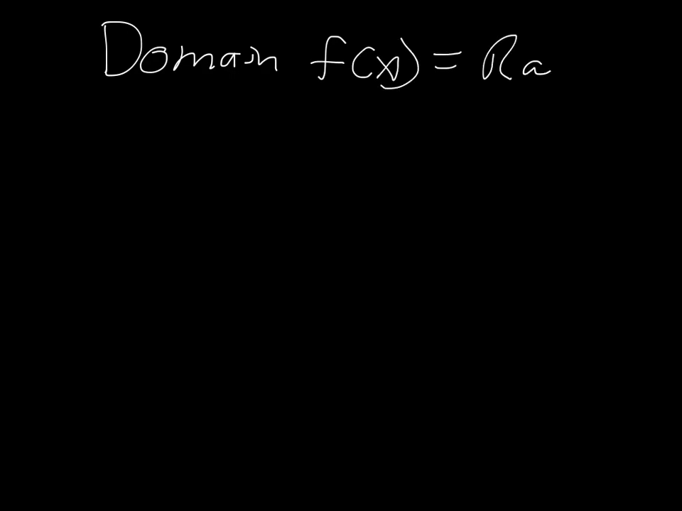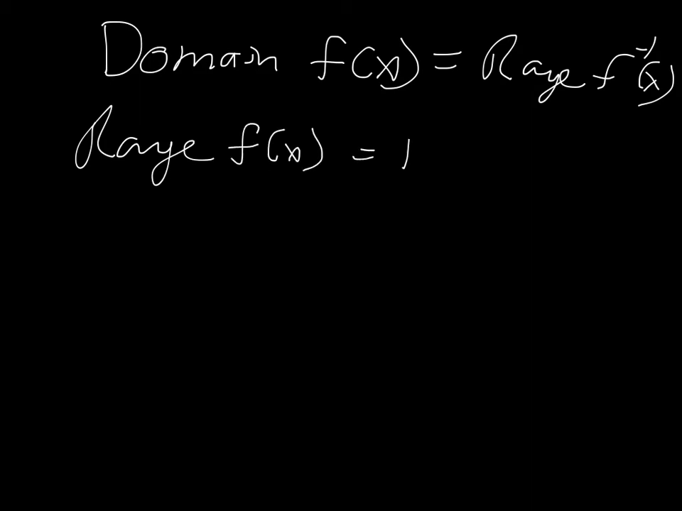Now, as you can probably tell from that last problem, we can say a little rule or pattern about this. We can say that the domain of f of x is the range of the inverse. And then likewise, we can say the range of f of x equals the domain of the inverse. This makes sense because you switch the coordinates, so obviously they're going to have opposite domains and ranges.